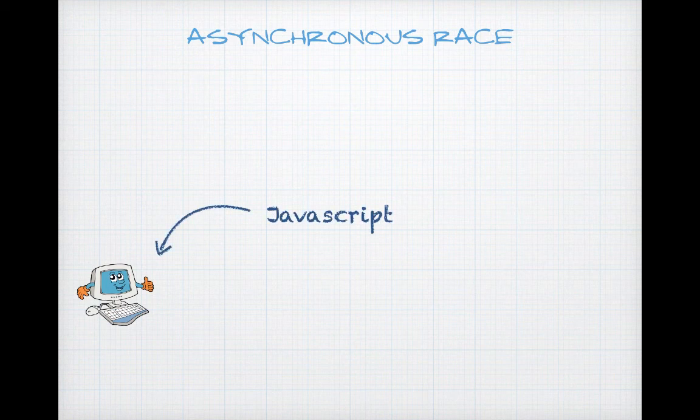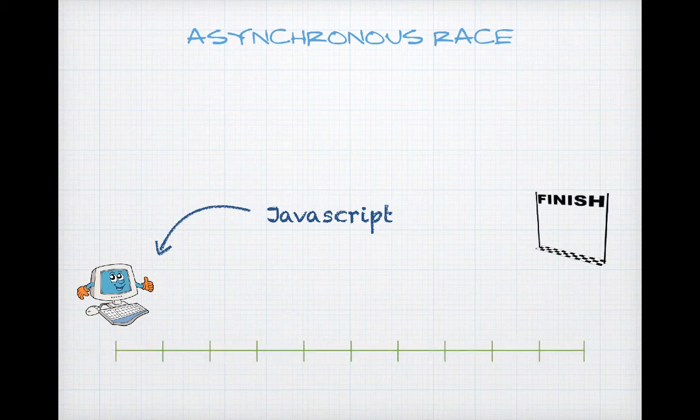All right. So JavaScript, as we know, executes its code from the top to the bottom. So let's imagine that as a kind of a timeline or as a race. JavaScript starts at the top, which is the left, and works its way to the bottom, which is on the right. And it goes at a certain pace. It goes at a certain speed.